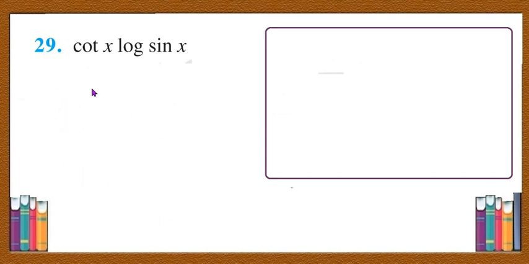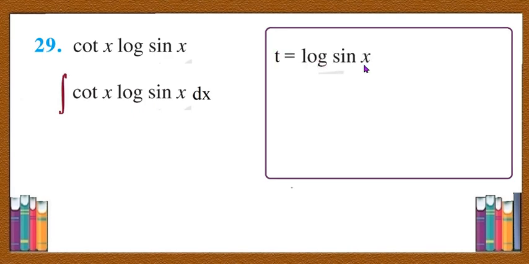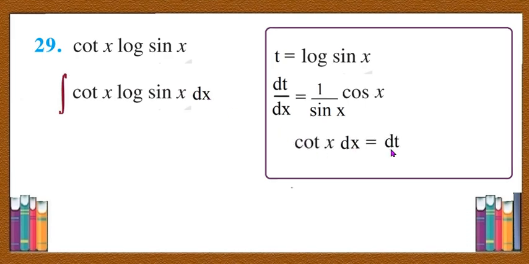Next one, you have to evaluate the integral of cot x into log sin x. And here the derivative of log sin x is 1 by sin x into cos x, that's equal to cot x. That's why the integral will reduce like this. We have to evaluate the integral of cot x into log sin x dx, and put t is equal to log sin x. What is dt by dx? Derivative of log sin x is 1 by sin x into cos x, and that is cos x by sin x, and that is dt by dx equal to cot x. Therefore, cot x into dx is equal to dt.